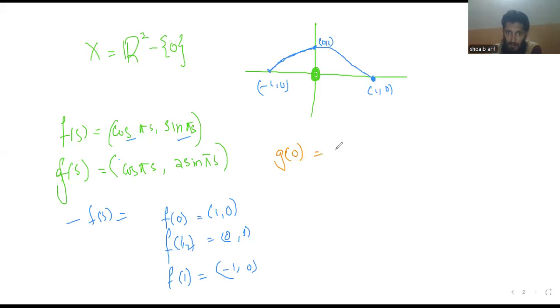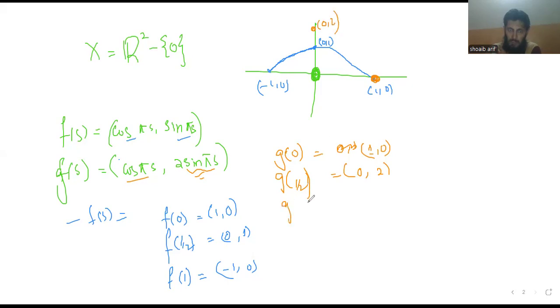So g of 0 is equal to cos of 0 and sin of 0. So cos of 0 is equal to 1 and sin of 0 is equal to 0, so we will get this point (1, 0). If we substitute half, we get cos pi by 2 and 2 sin pi by 2. Cos pi by 2 is equal to 0 and sin pi by 2 is equal to 1, so 2 multiplied by 1 is equal to 2. So we will get this point (0, 2).